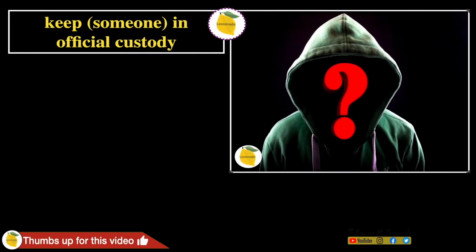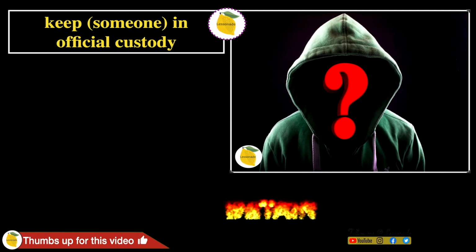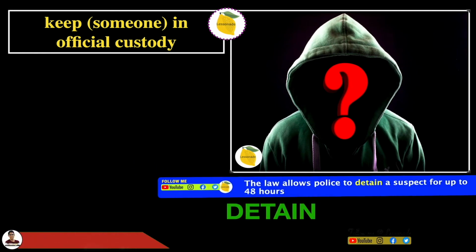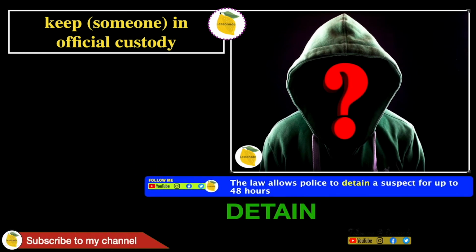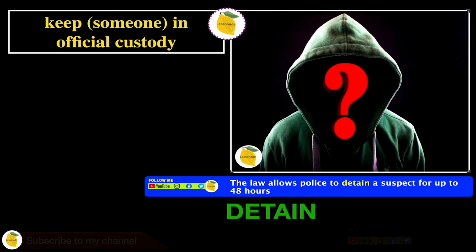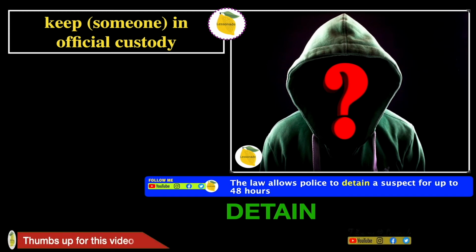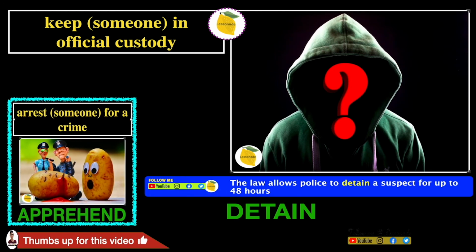The next definition is keep someone in official custody. In this picture, we can see someone who's in official custody, and therefore the word will be detain. And the sentence is the law allows police to detain a suspect for up to 48 hours. So before we go into the next one, let's try to recall the previous slide. And the previous slide is apprehend. Let's go on to the next one.